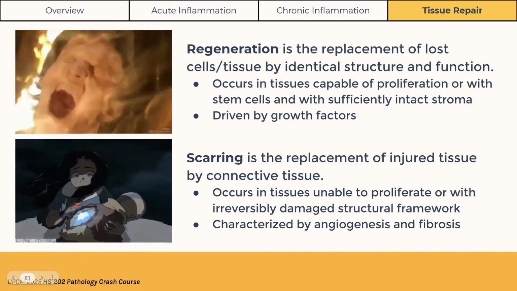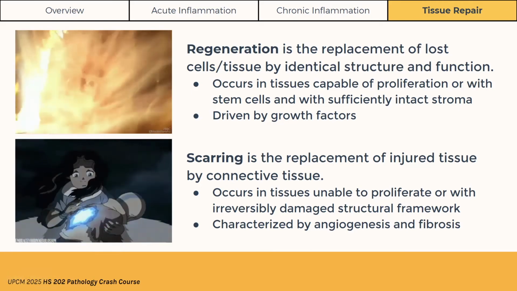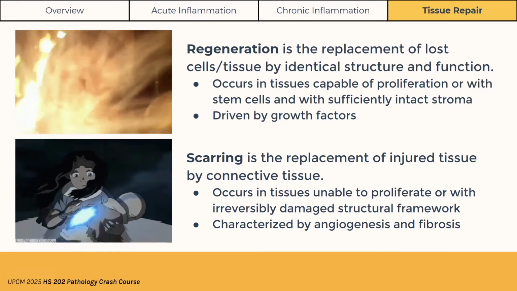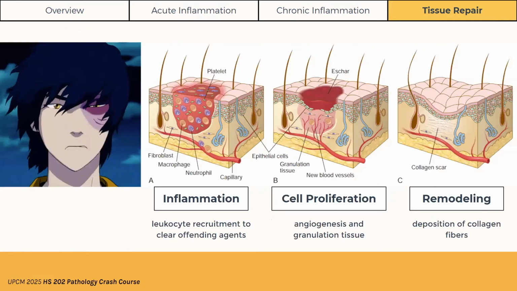If yung damaged tissue hindi na kaya mag-proliferate, or like in Aang's case, sobrang lala yung sira nung stroma na hindi na kayang maibalik yung dating itsura, scarring yung nangyayari. So, how does scarring develop exactly? Anong processes kaya yung involved mula nung na-burn yung mukha ni Zuko hanggang sa naging scar na siya?